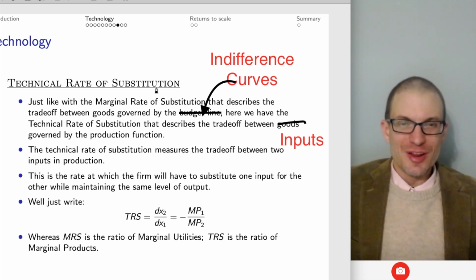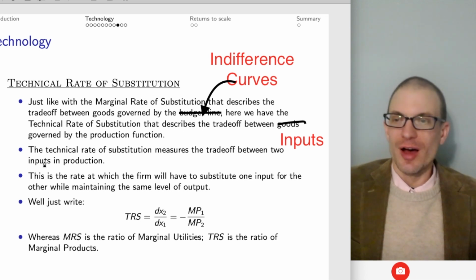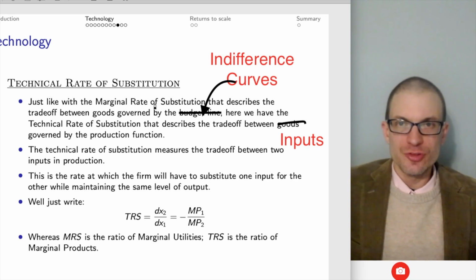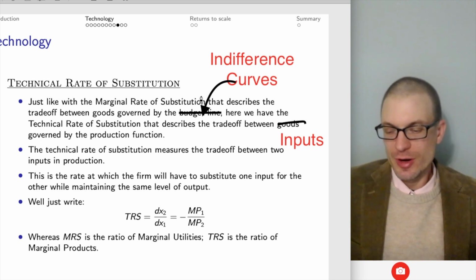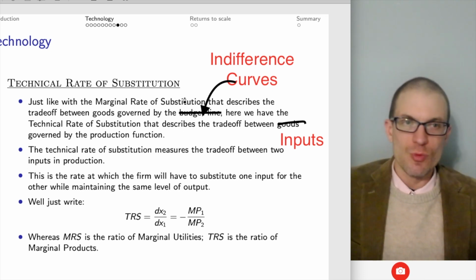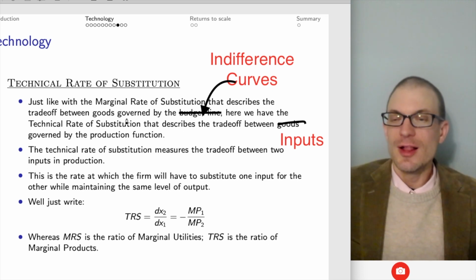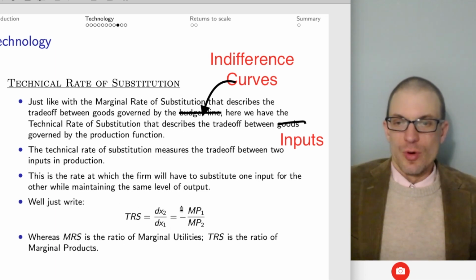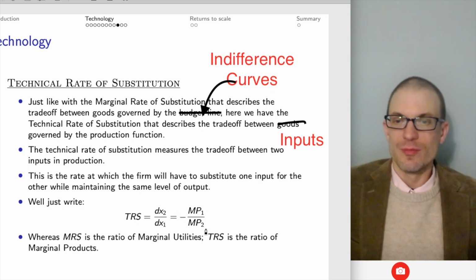All right, so we can use these marginal products immediately. We have the technical rate of substitution, which gives us the rate of trade-off between two inputs in production. We had the marginal rate of substitution in consumer theory, which gave us the trade-off between goods governed by the indifference curves, the rate at which a consumer is willing to trade off one good for another while remaining indifferent. The technical rate of substitution gives us the trade-off between inputs to produce the same level of output. This is the slope of the isoquant, or the negative of the ratio of the marginal product of factor 1 to the marginal product of factor 2.